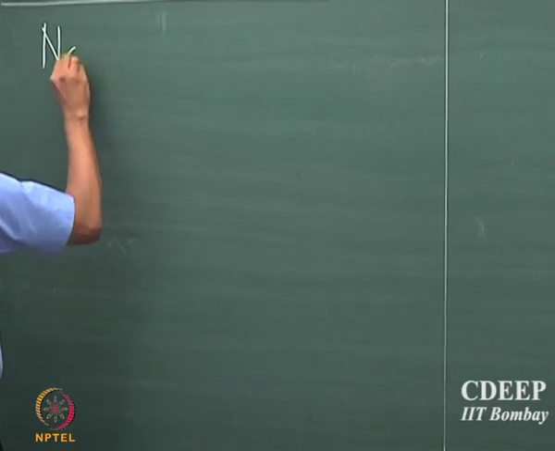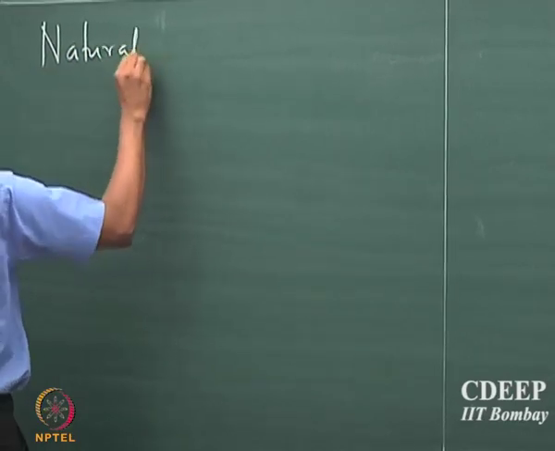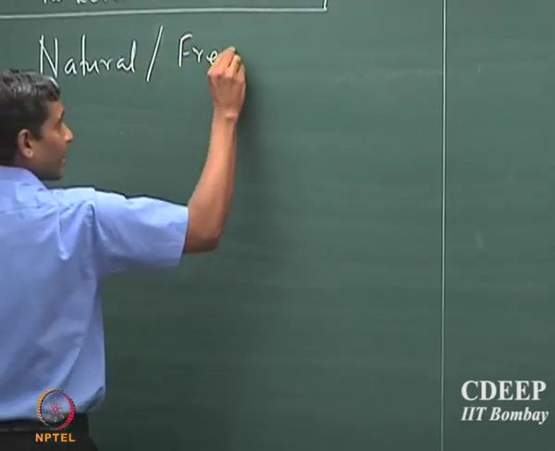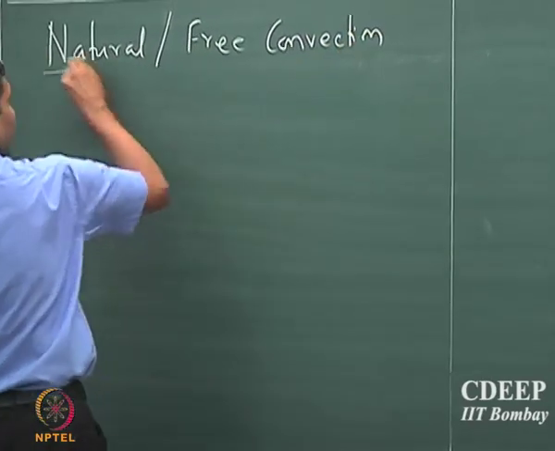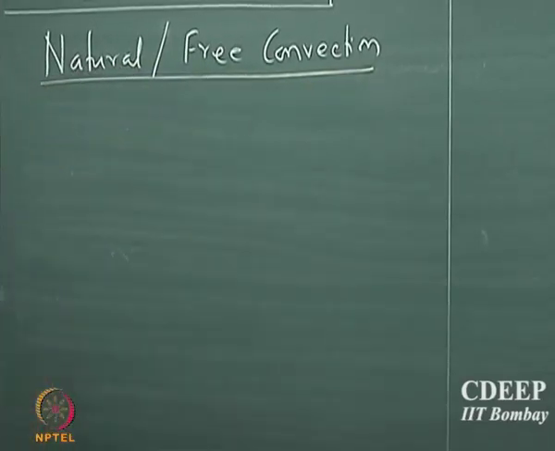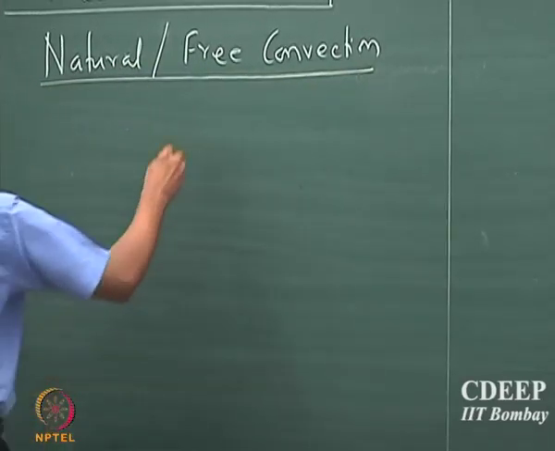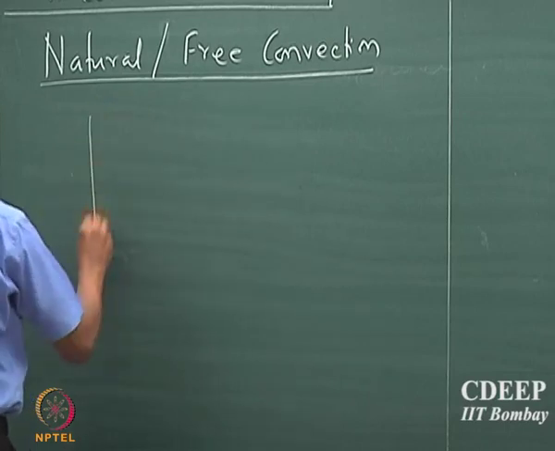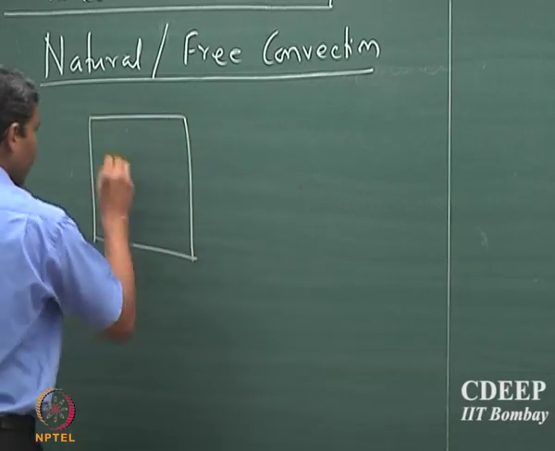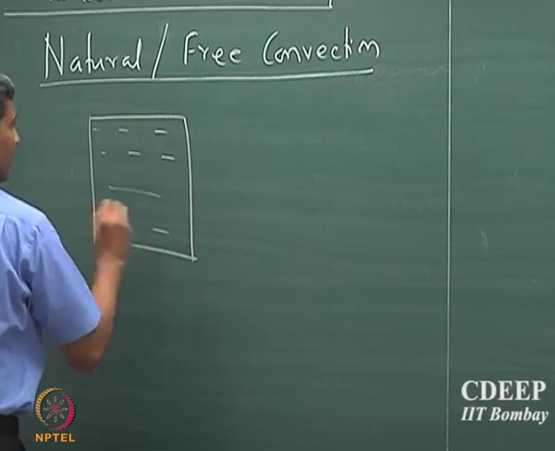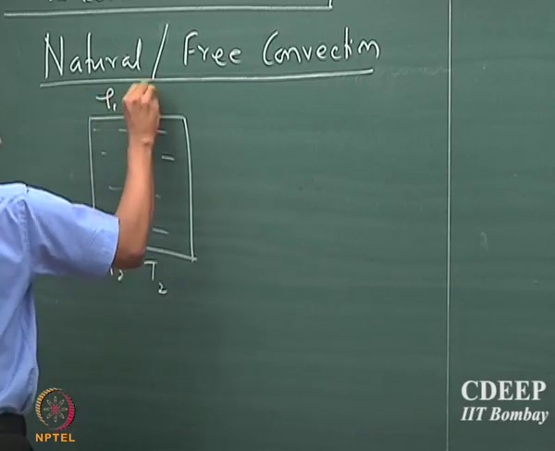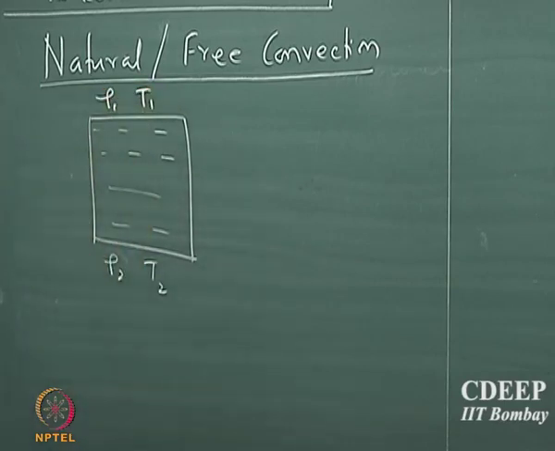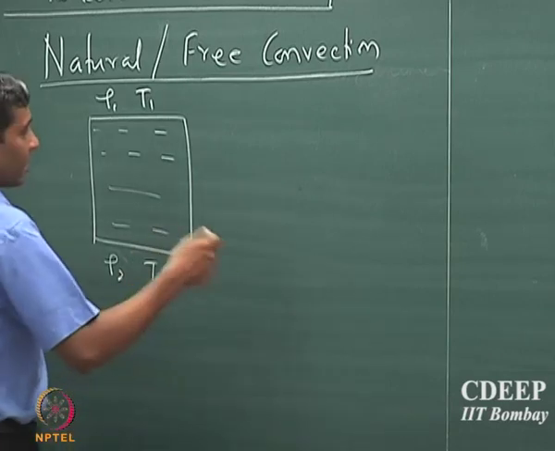We started discussion on natural or free convection. So, we started by looking at the example of a fluid which is placed in a box, and we looked at the differences in the temperature which leads to density difference, and that leads to a convection.